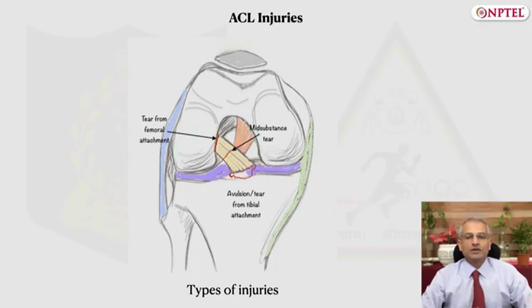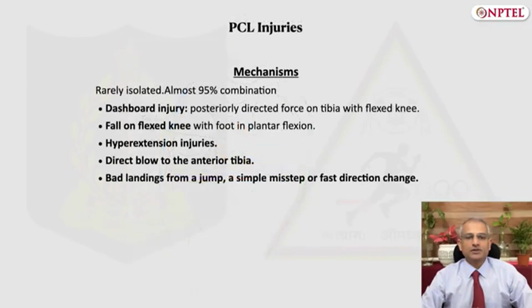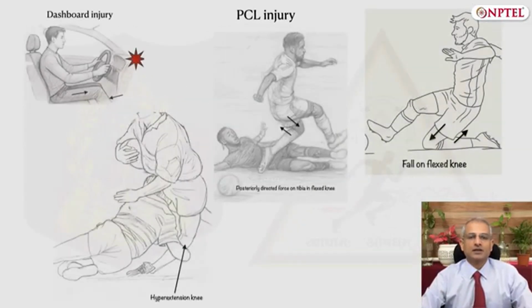Let's now talk about the other cruciate ligament injury of the knee, that is the PCL injury. We have already studied that the PCL resists posterior translation of the tibia. So, the most common mechanism of PCL tear is where there is an excessive posteriorly directed force on the tibia, which can overwhelm the strength of the PCL. The common mechanisms of PCL injury are shown in the sketches.